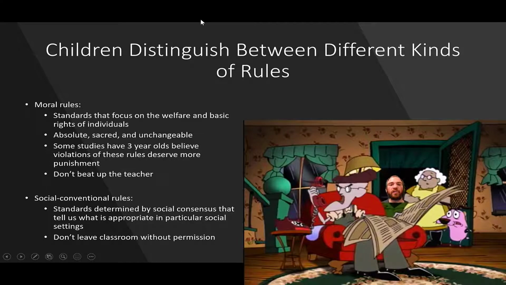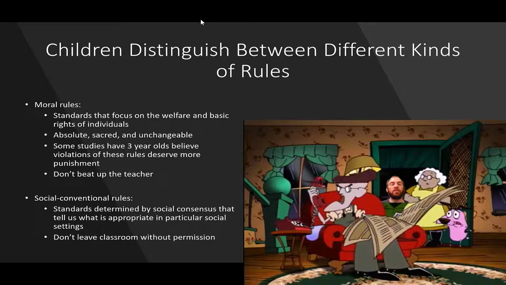Children distinguish between different kinds of rules. Moral rules are standards that focus on the welfare and basic rights of individuals. They're absolute, sacred, and unchangeable. Some studies have found that 3-year-olds believe violations of these rules deserve more punishment, for example, don't beat up the teacher. Social convention rules are standards determined by social consensus that tell us what is appropriate in particular social settings. Don't leave the classroom without permission.